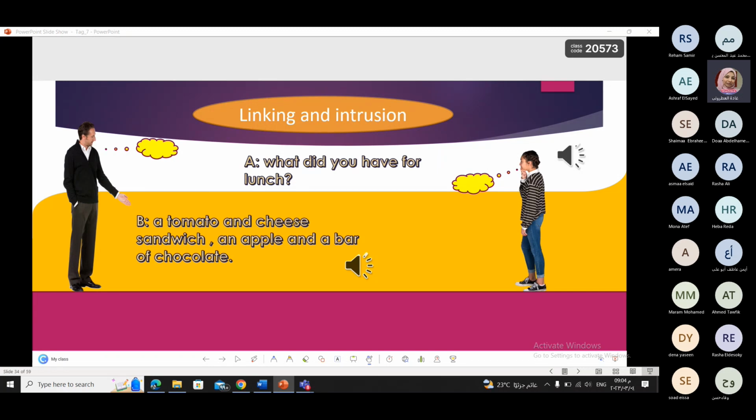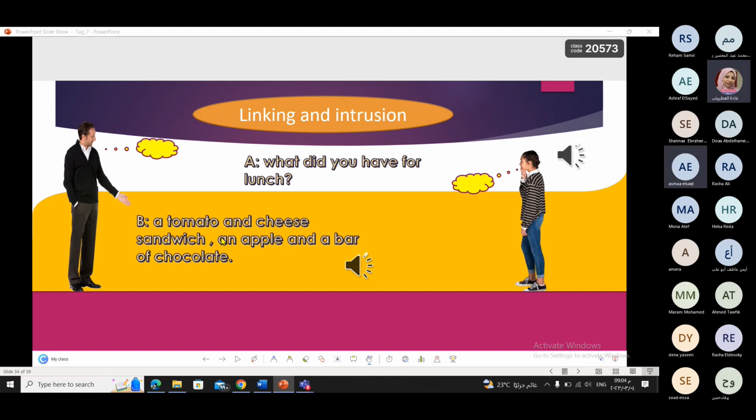Okay. What about these two words? Can you read these two words linked together? Tomato and. Can you link them? Let me hear. A tomato and cheese sandwich. Yeah, a tomato and.